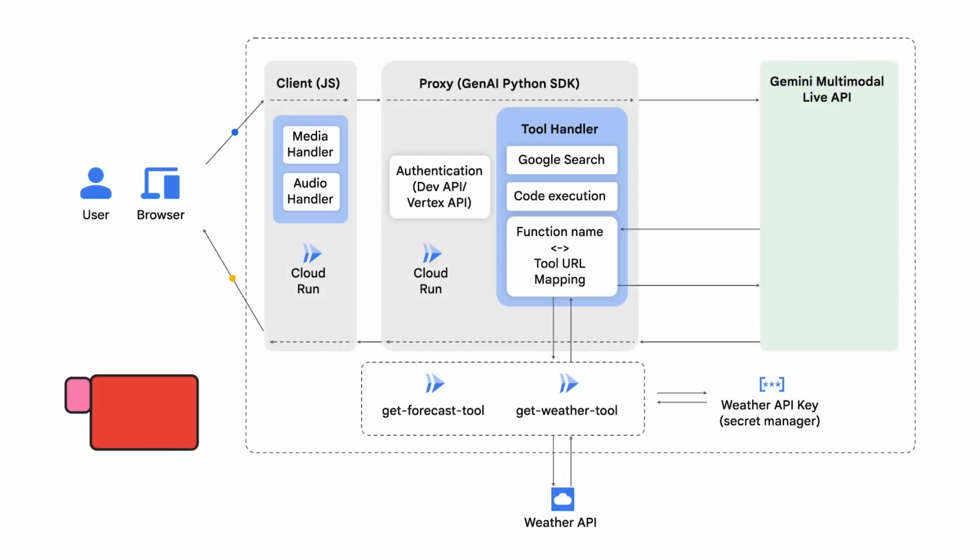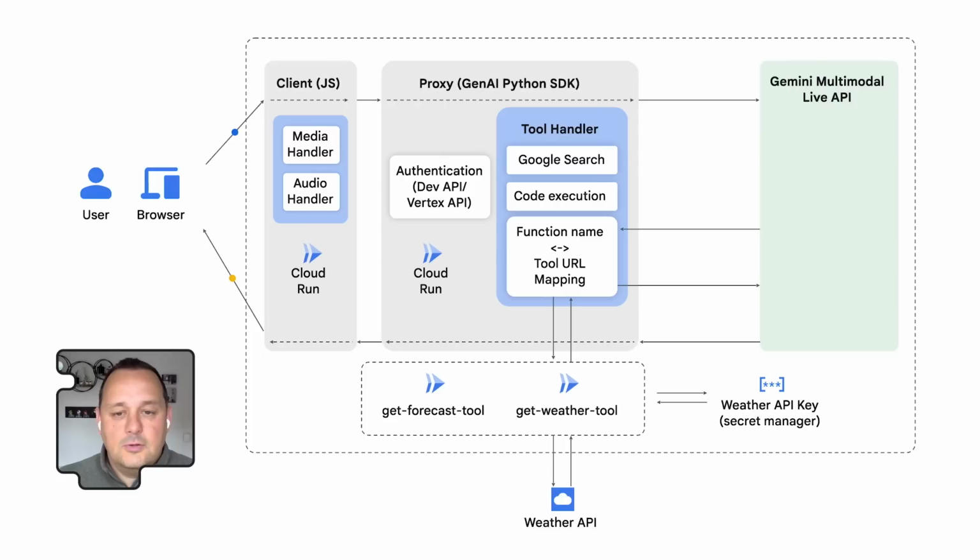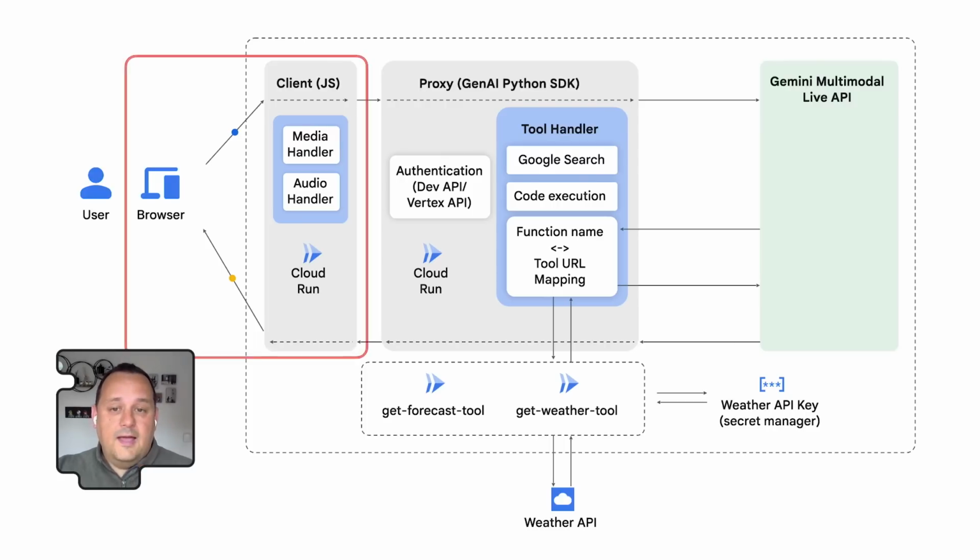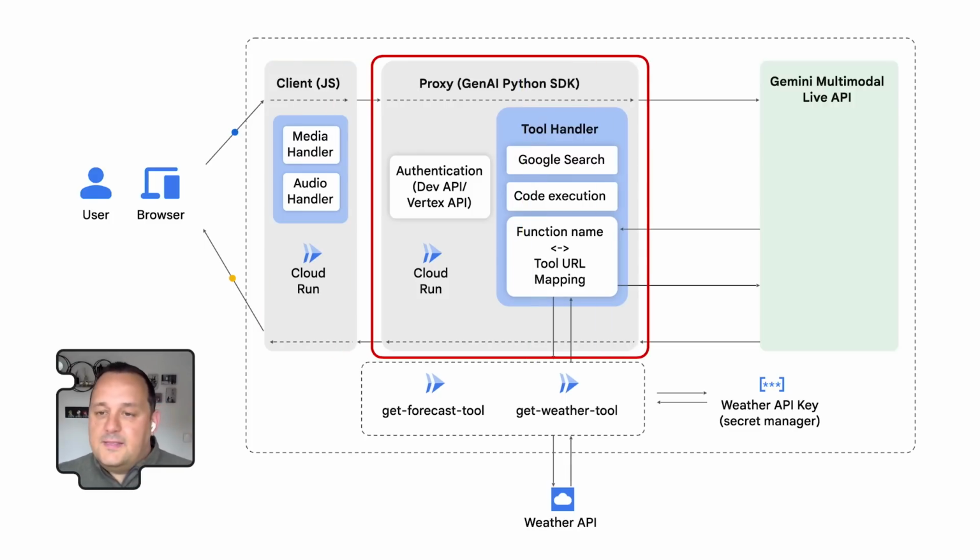So first, the architecture. There's four key components to this architecture. We have a client, which in this case is just a UI in the browser. We have a proxy, which basically will establish the connection to the multimodal live API and also handle everything around tool usage and authentication. So the proxy, the GenAI Python SDK proxy, is the heart of this application.